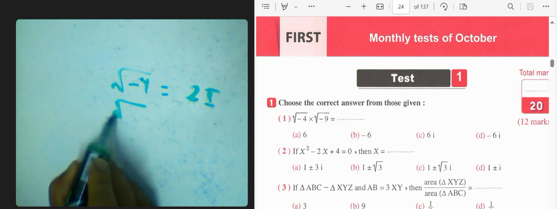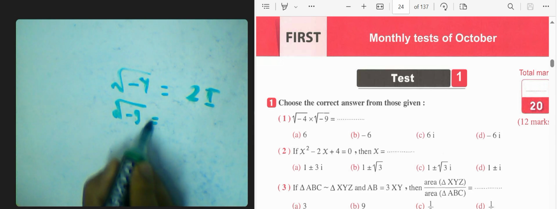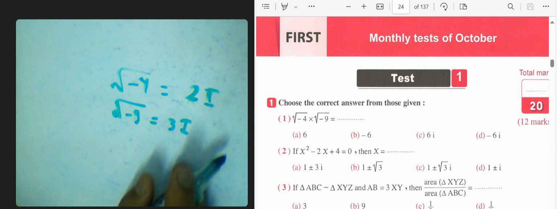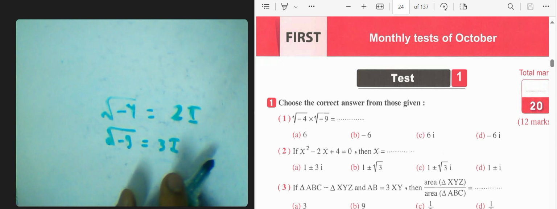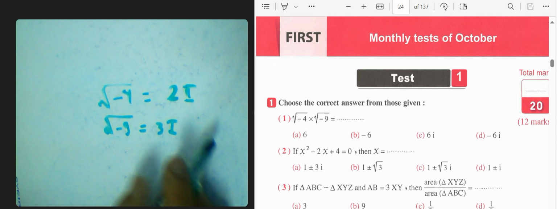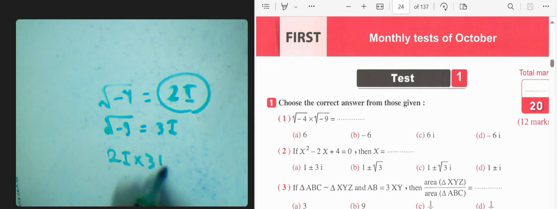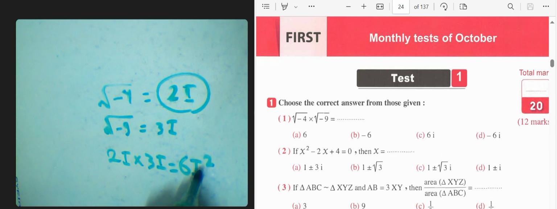2i. And square root of negative 9 will be 3i. And then we can find the product between the two roots. We can write the result 2i product by 3i. 2 times 3 is 6, and i by i to be i power 2, and i power 2 is negative 1, then the result will be negative 6. So the result will be negative 6. Choose letter B.